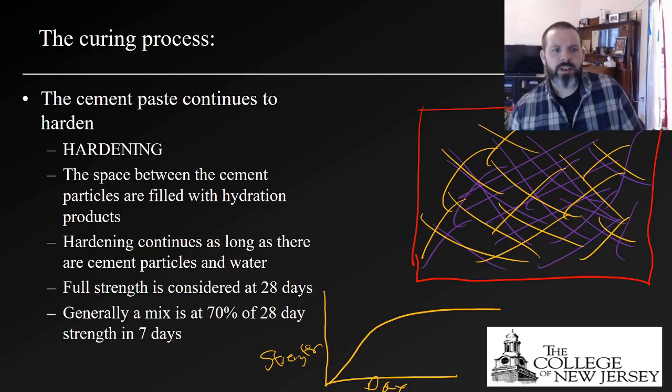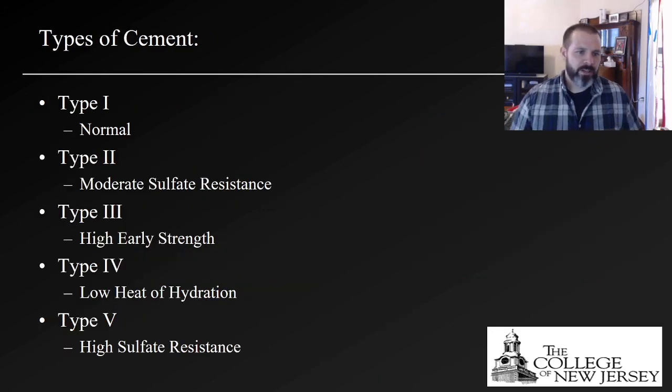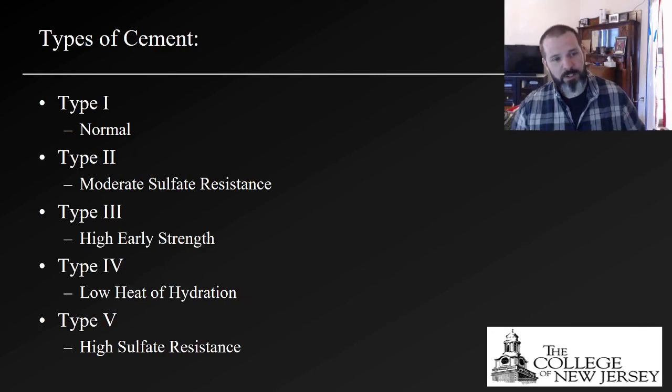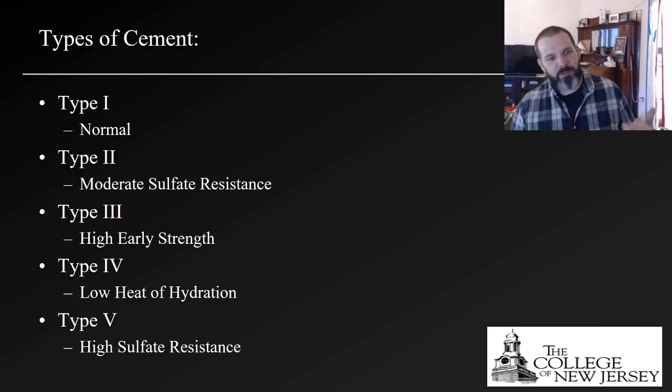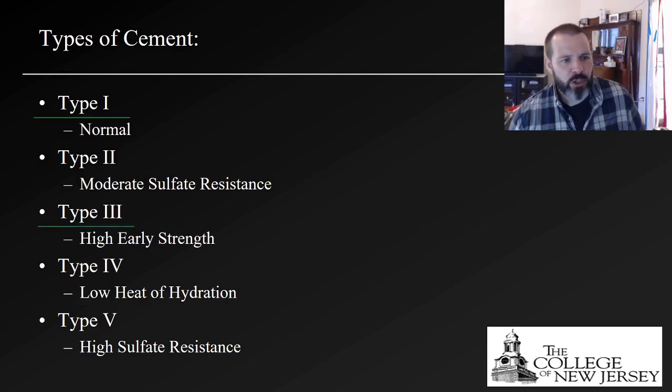Now, curing is controlled by the type of cement you use initially. There are 5 types of cement. There is normal cement, or type 1. There's type 2 cement, which has moderate sulfate resistance. Type 3 cement, which has high early strength. Type 4 cement, which is low heat of hydration. And type 5 cement, which is high sulfate resistance. By far, the 2 most common cements are type 1, normal cement, and type 3, high early strength cement.